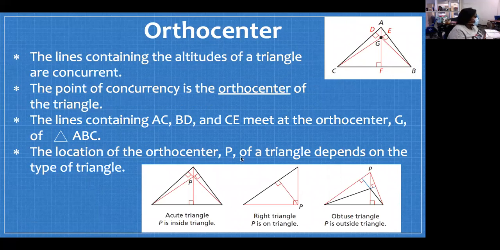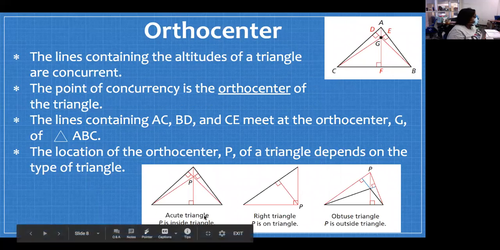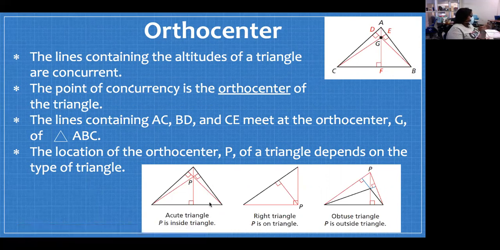And then the location of the orthocenter depends on the type of triangle. If it's an acute triangle, then the orthocenter is inside of the triangle, just like the circumcenter. If it's a right triangle, the orthocenter is on the triangle, just like the circumcenter. And if it is an obtuse triangle, then the orthocenter is outside of the triangle. So same as the circumcenter, okay? It's either going to be inside, on, or outside of the triangle.